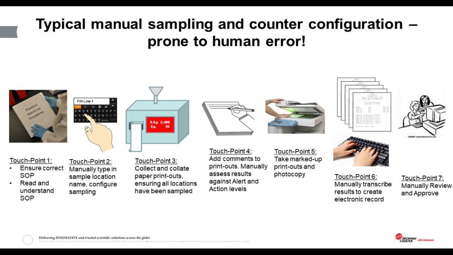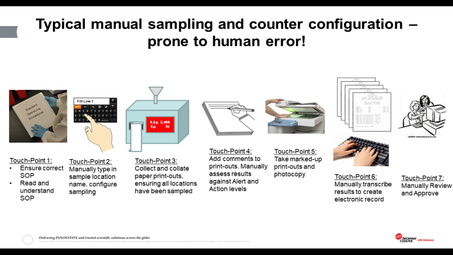Now, in a typical manual sampling and data quality control situation, there's many manual steps in the SOP. And first of all, of course, the technician has to make sure they're using the correct version of the SOP. And then they have to manually configure the instrument to sample for the correct volume and the correct number of samples according to the SOP for each different test.